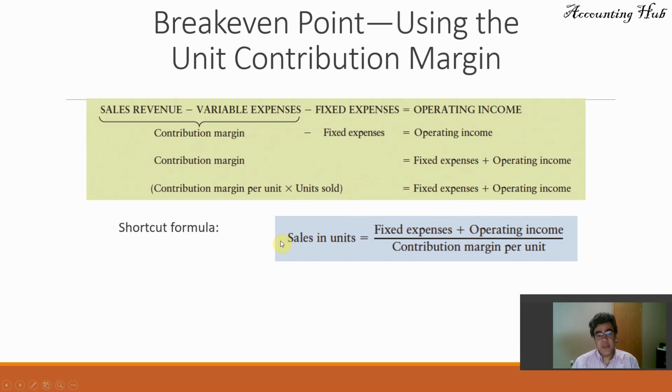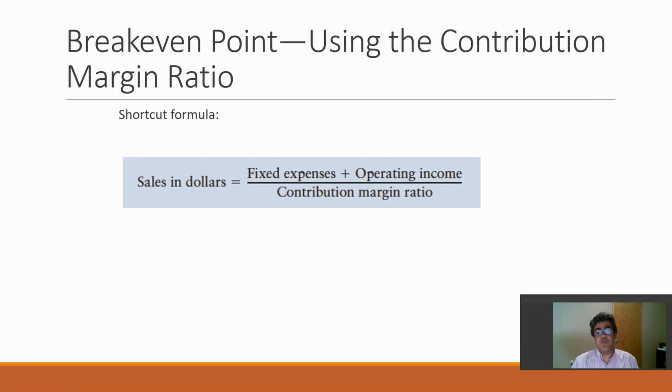And then if we do our formula, we have sales in units equal fixed expenses plus operating income divided by contribution margin per unit. What if we want to know not the sales in units, but the sales in dollars? We use the contribution margin ratio. So sales in dollars equal fixed expenses plus operating income divided by contribution margin ratio.